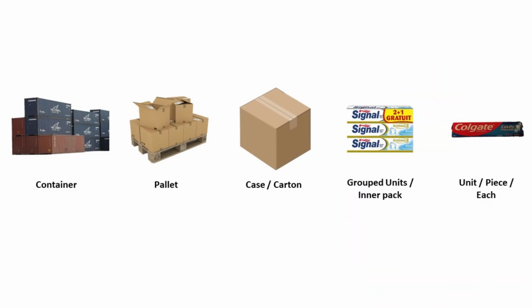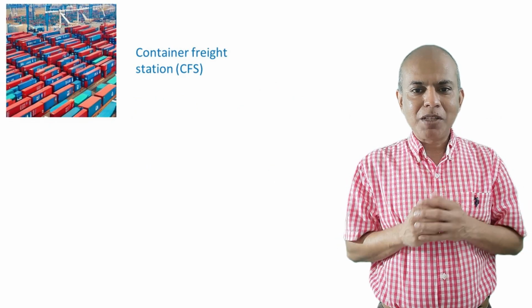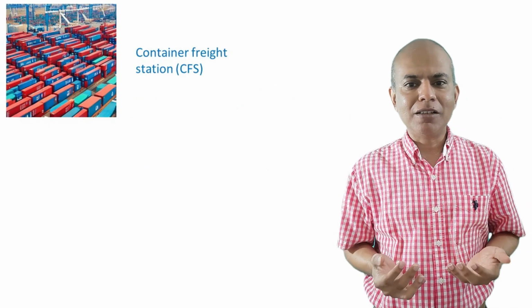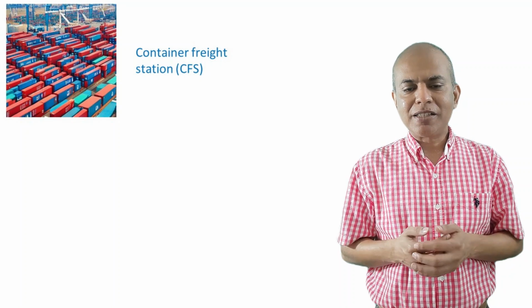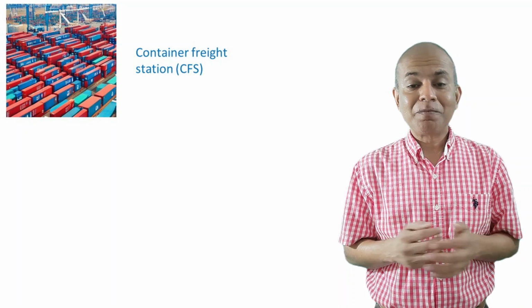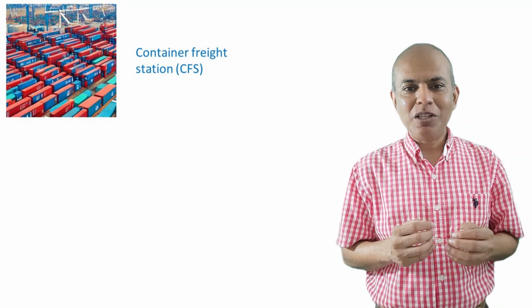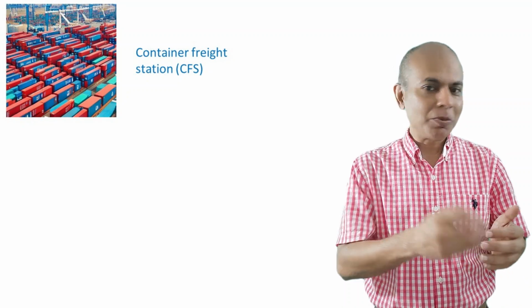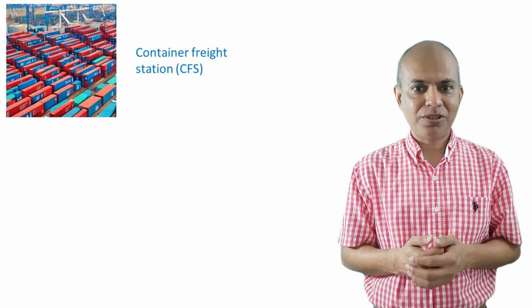Now, once we know these different types of products, let's look into the different types of warehouses, which have a very different profile in the kind of products they handle. So the first thing we have here are what we call container freight stations. Now, container freight stations, as the name suggests, primarily would be handling containers. And they would usually be close to ports, either shipping ports or in some cases inland ports.